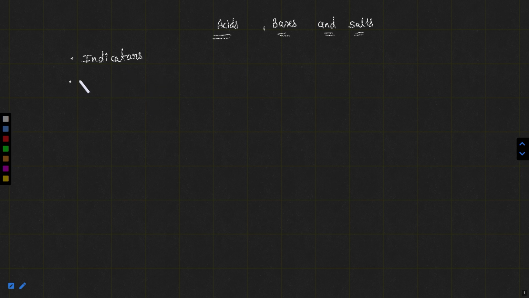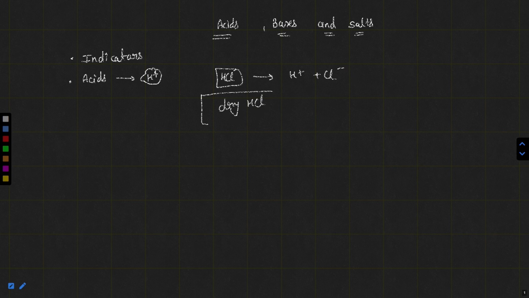Then after indicators, what are acids? Acids are those substances which will release H positive in the presence of water, you know very well. So due to the presence of this H positive, we can say this substance is an acid. Listen to me very carefully. HCl is an acid, right? Because it will release H positive in presence of water. But if I say dry HCl, will it be an acid or not? No, because dry HCl means no ions, no H positive, no Cl negative is there. So if no H positive, then no acidic nature.